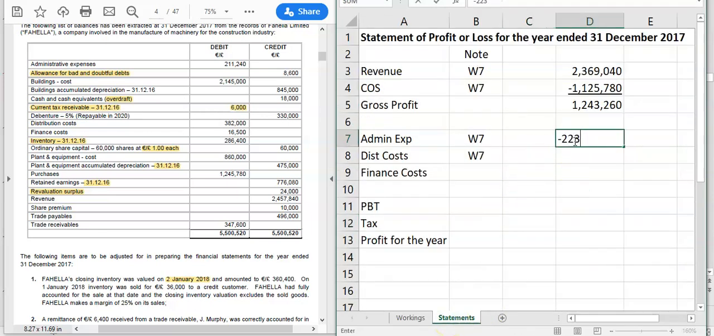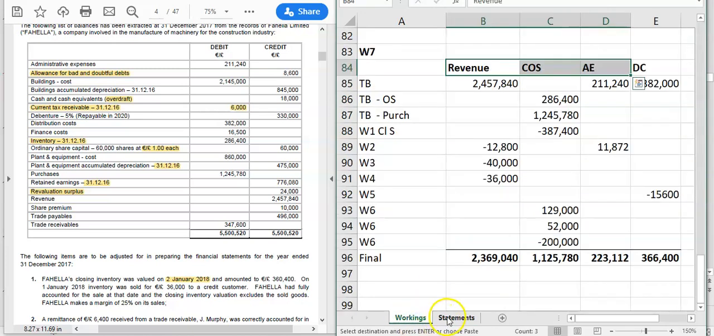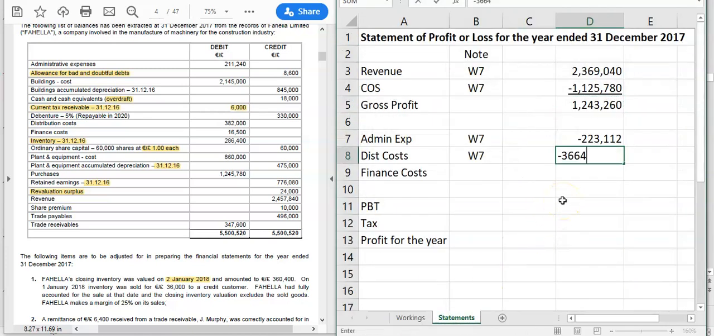Admin expenses, 223,112. I'll just make sure I keep all these the same format. And then distribution costs are 366,400. So that's a number of them done. Finance costs, we didn't do anything with finance costs, so all I put there is trial balance. The finance costs are 16.5.